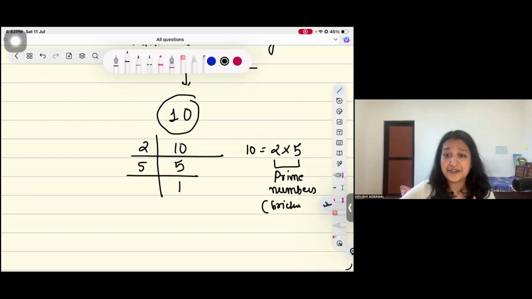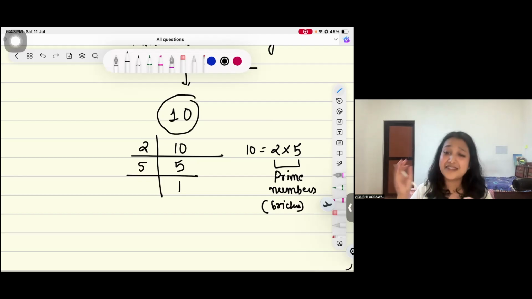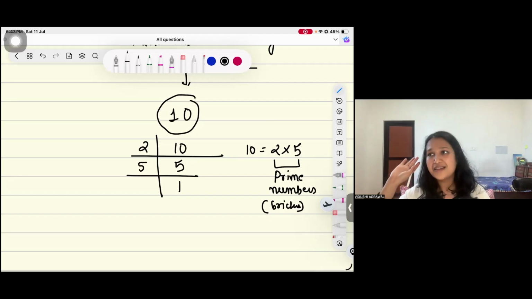This is me making up the word, okay? This is not the official word. Bricks. 2 and 5 meaning prime numbers. Prime numbers meaning those numbers which are divisible by themselves only, okay? Just giving you a liner about it. I know that we started this topic like sixth or seventh grade, so it might not be remembered by now. So yeah, this is prime numbers.